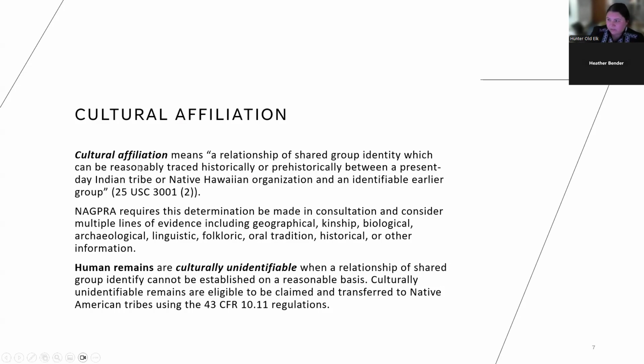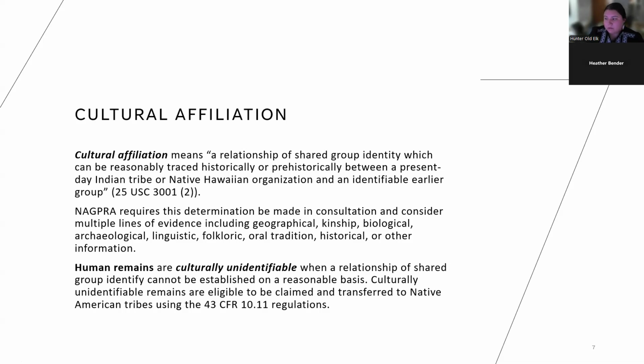NAGPRA defines cultural affiliation as a community or a group that has a shared identity and can trace their ancestry from past to present. That includes tribal communities in the 50 states, as well as Native Hawaiian organizations. They do that through multiple means. You can have consultation, and you can consider lineage, geographical, or kinship relationships to land.